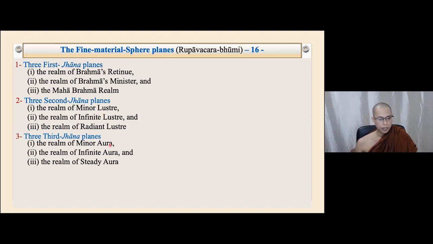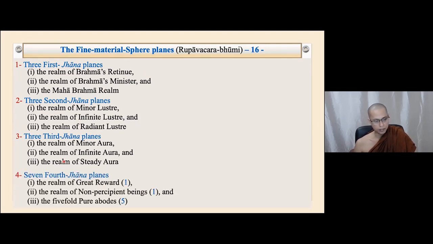And Paritta Subha, Appamana Subha, Subhakinha. So here related to the aura, the rays, so the minor rays, infinite rays and steady aura. So the third jhana plane of existence. So you have to study the Pali and English together. Then you have to memorize to explain about the realms of existence in the Brahma world.